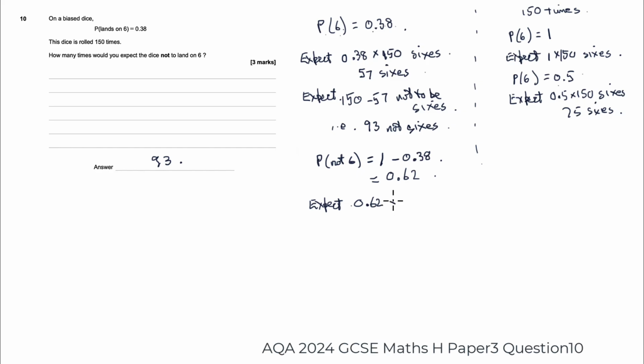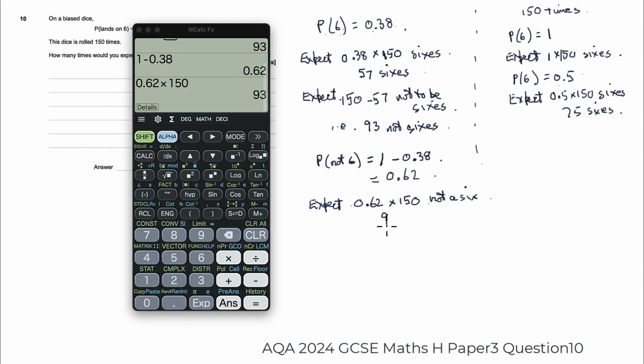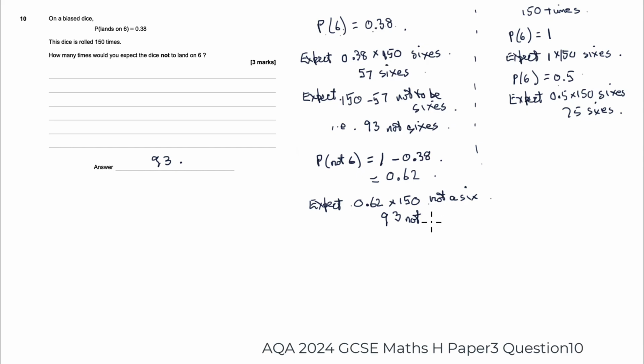So you would expect 0.62 of these 150 dice rolls to be not a 6. Well, let's work that one out. Hopefully that'll work out at the same as what we got before. Otherwise, there's something wrong with our mathematics. Goodness, 93. Well, our mathematics was okay. So 93 not 6s, that's what you'd expect.